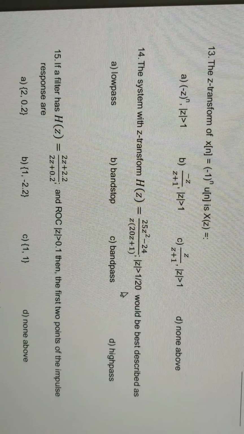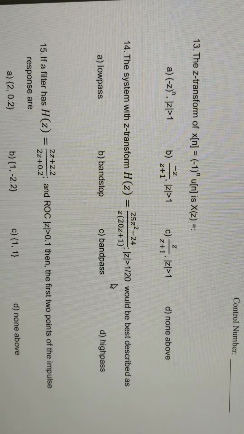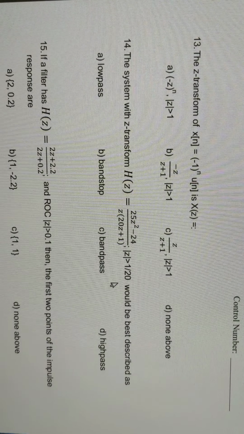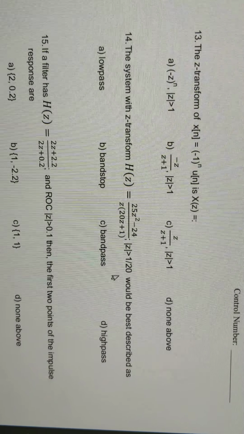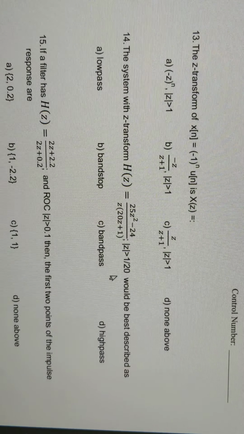So poles are, you look at your denominator and you evaluate what Z needs to be in order for Z times 20Z plus 1 to equal 0. We know that if Z equals 0, we get 0. We also know that if Z is equal to negative 1 over 20, we also get 0.